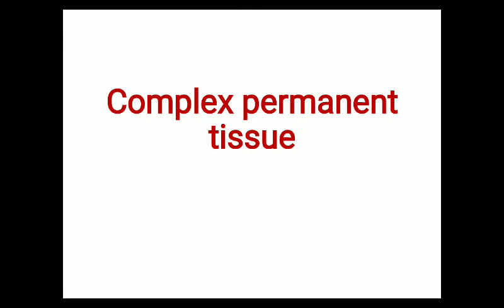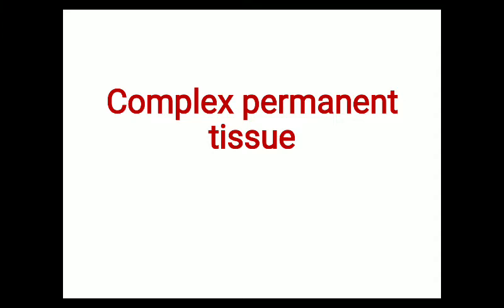Good morning, students. Today we'll study about complex permanent tissue. So what is complex permanent tissue? Those tissues which are made up of more than one type of cells. Such types of plant tissue are known as complex permanent tissue.